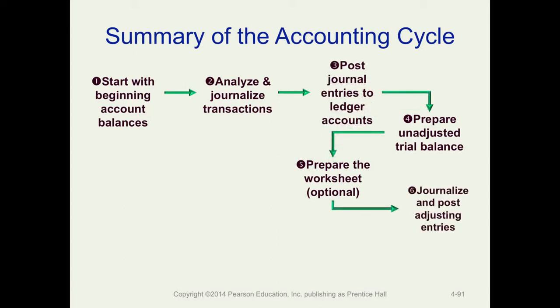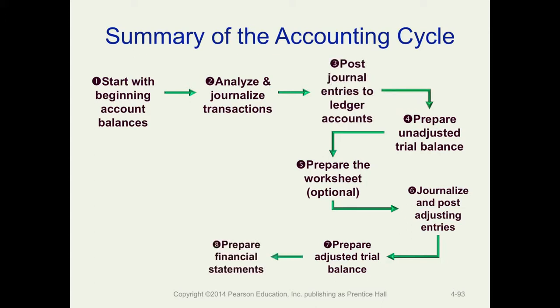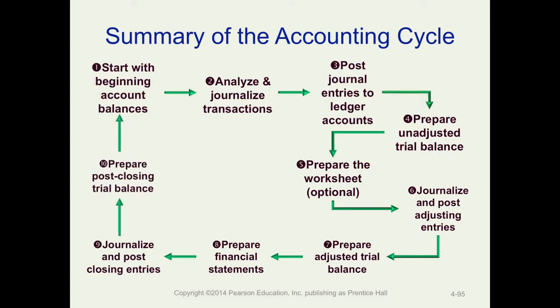Then we journalize and post our adjusting journal entries. We prepare the adjusted trial balance, again, to prove the debits are equal to credits at this point. We prepare the financial statements directly from the adjusted trial balance. Then we journalize and post the closing entries. And then finally, we prepare the post-closing trial balance where we only have the permanent accounts.